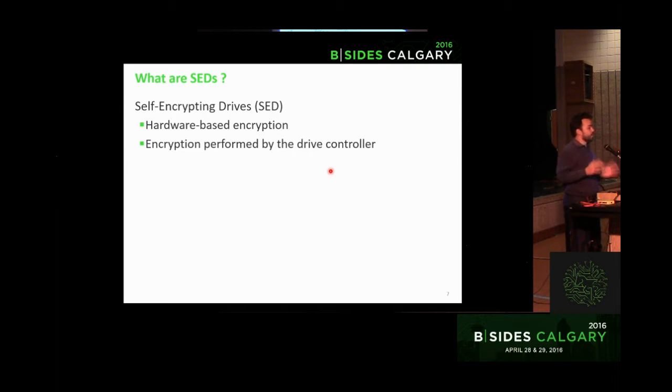Now we're moving on to hardware. This is why we're here. This is what we're interested in. So hardware-based encryption is different in the sense that it's not the operating system. It's not a software module in the operating system that does the encryption anymore. It's actually a hardware component on the hard drive itself.